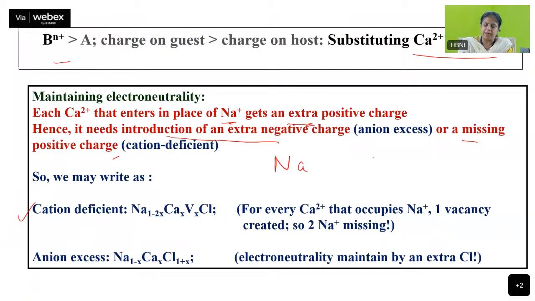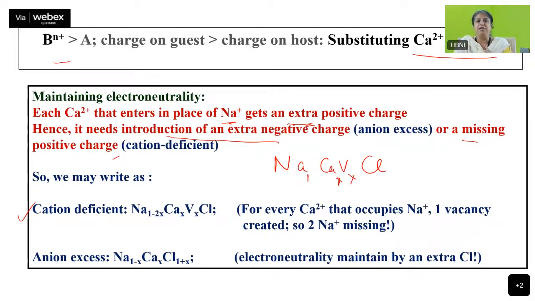Okay. So how can we write it? If I want to write cation deficient, let us put it this way: sodium, calcium, and vacancy, with chlorine. I'm talking of cation deficient. For every x calcium that enters, now let's say sodium is 1, you are now creating a cation deficient solid solution. Okay, that means I've removed 1 sodium, put 1 calcium, but I want to create a cation deficient solid solution. That means 1 more sodium also has to go, because now I have to balance the charges.